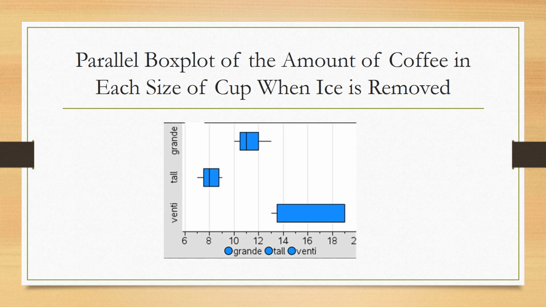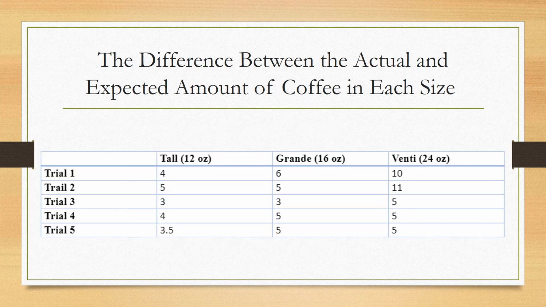The parallel box plots are shown here of the differences in the amount of coffee in each size of cup when the ice is removed. The table here shows the differences between the actual and expected amount of coffee in each size. As we see here, as the sizes increase, the differences between the actual and expected also increase.